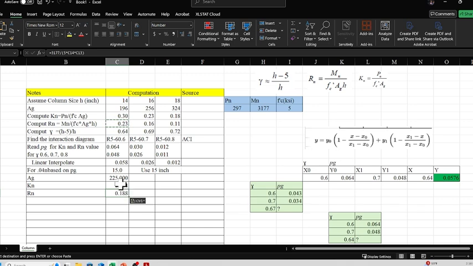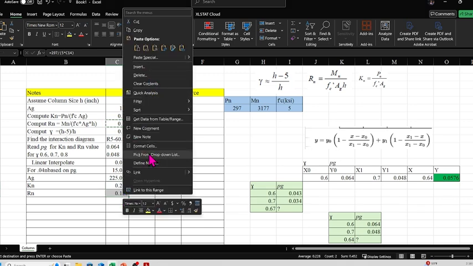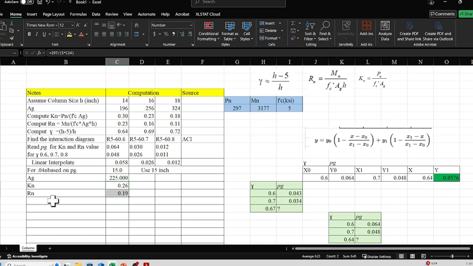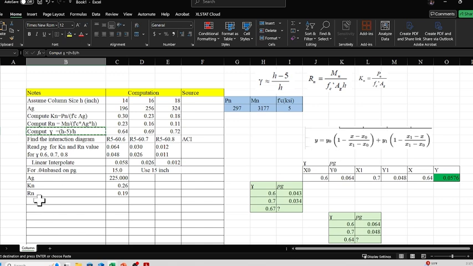Round them off. So if I go ahead, we just round these up, make it 2. There we go. And then we're going to go ahead and do the same thing. Compute gamma.